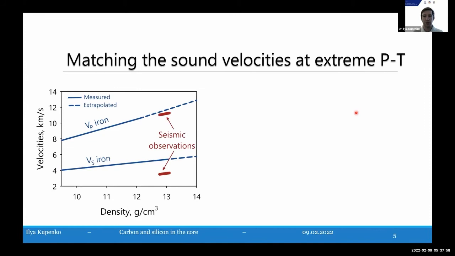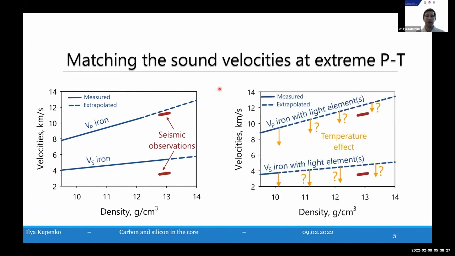So here in brown, you can see the sound velocities and densities of the inner core, which are the most reliably extracted seismic parameters, and blue lines show the velocities and densities of pure HCP iron. The ultimate goal is to find an alloy that could simultaneously match velocities and densities at core conditions. And the missing part is currently the temperature effect on velocity density trends. That is, in experimental work, either mostly neglected or approximated, relying on huge extrapolation.